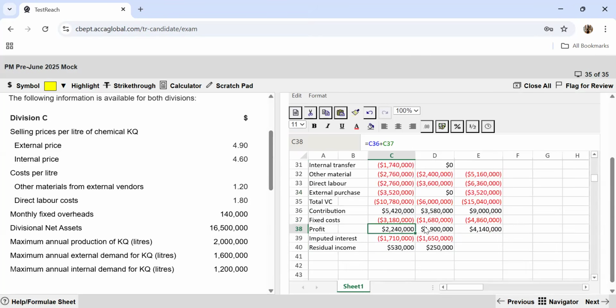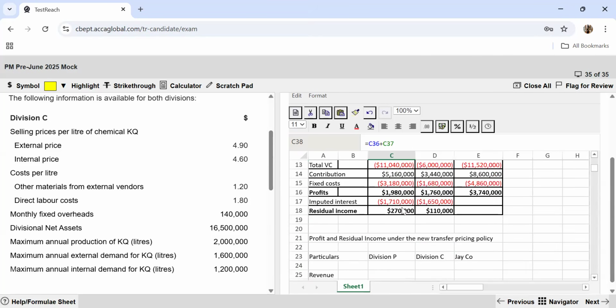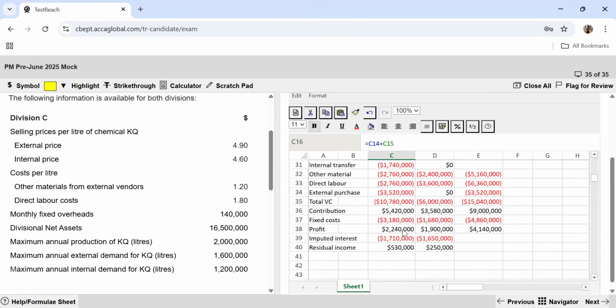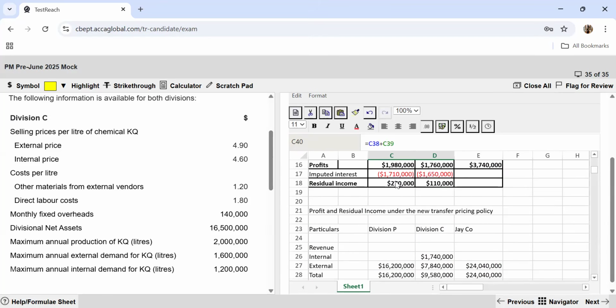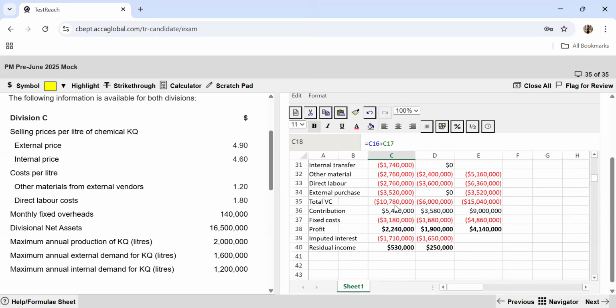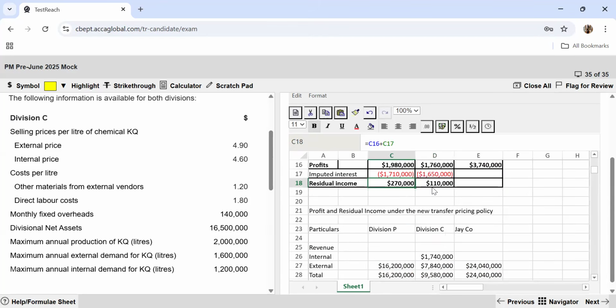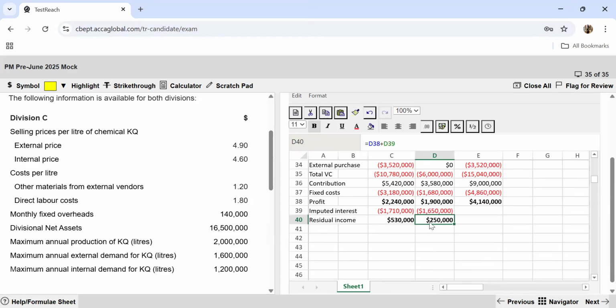So if you have a look at the profits, the division P earlier made a profit of 1980. Right now it's 2240. This is what the profits look like. And what about the residual income? Compare the residual income also. Okay. So residual income in the previous scenario, 270. Now 530. Residual income in the previous scenario, 110. Now 250. Both divisions are doing better.